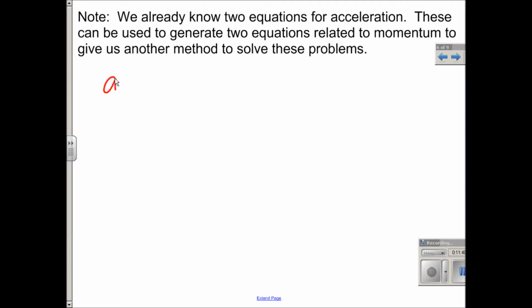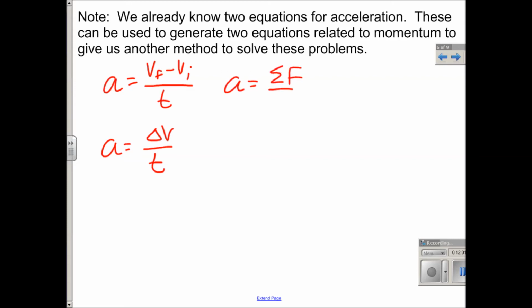So here's the two equations I'm thinking about. We know that acceleration is Vf minus Vi over t, right? If we wanted to, we could shorthand that and write it as change in velocity over time. Cool. So that's from the first chapter of this class. Then when we did Newton's laws, we learned that acceleration was net force over mass, right? So now we've got A equal to two different things. Using a little bit of math, if A equals B and A equals C, then B equals C.